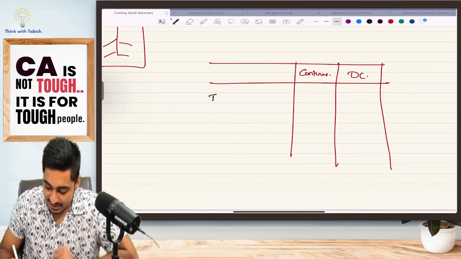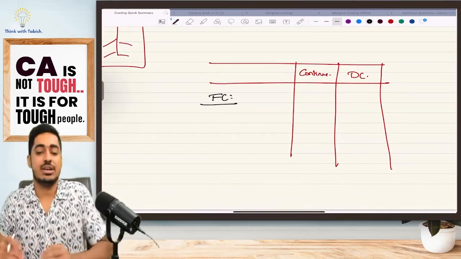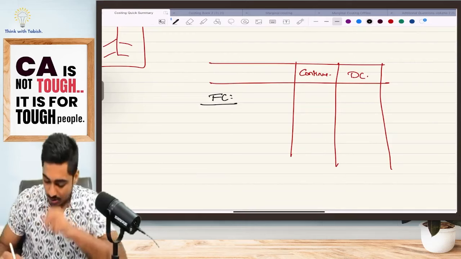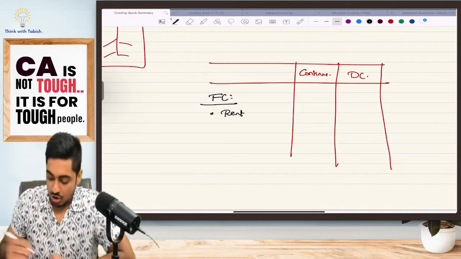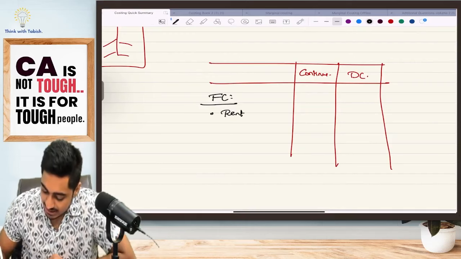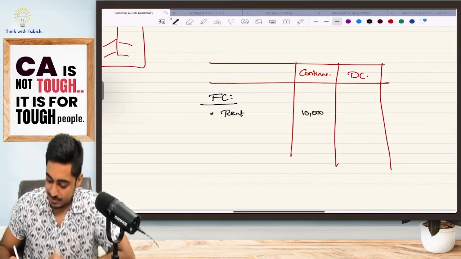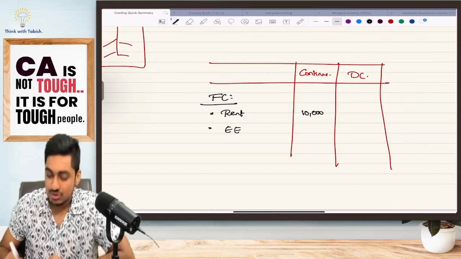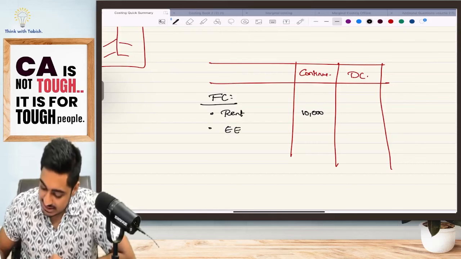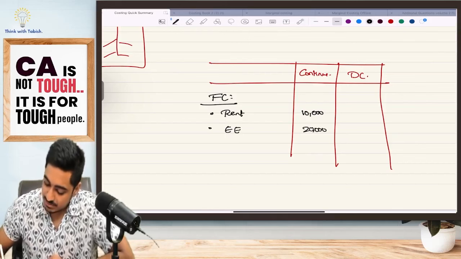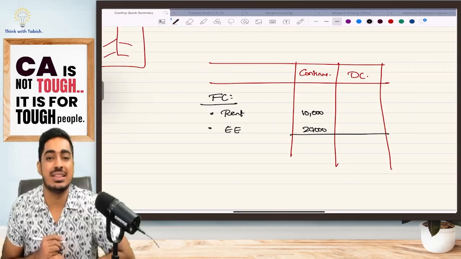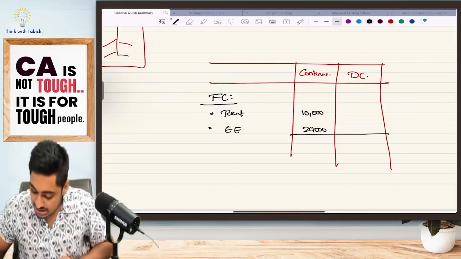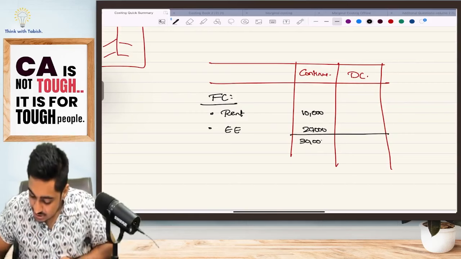Now understand, two things are there. Firstly, to run a business, he is incurring fixed cost. He has taken a place on rent, and he is paying, imagine, 10,000 per month. And he wants some employees also. For them, imagine the salary he is paying is 20,000 per month. That means if he is running his business for 1 month, how much cost does he have to incur? 30,000 fixed cost he has to incur.